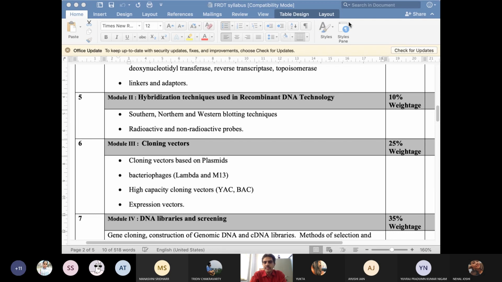And the second question was why your RNA is not double-stranded. As I mentioned, if a complementary strand is there, then it may form a double-stranded one also. But the reason is that when transcription is occurring, it occurs on only one strand of your DNA. The other strand of your DNA does not transcribe. So in the absence of a complementary strand, RNA remains single-stranded.